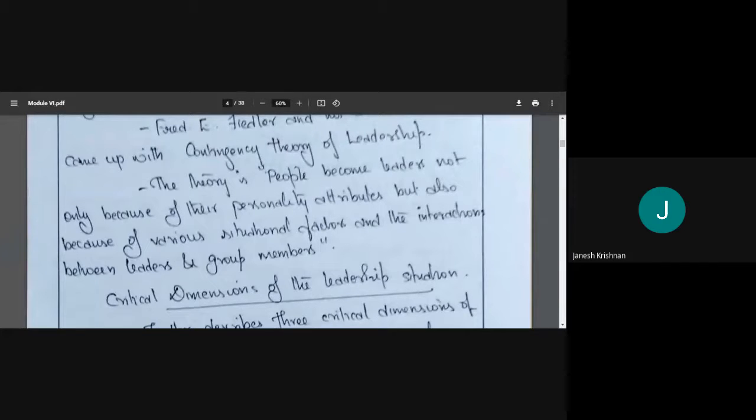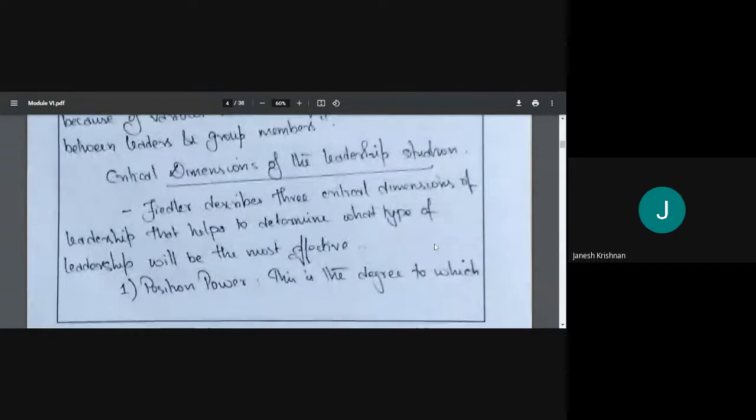Clear? Now, what are the different dimensions of leadership? According to Fiedler, there are three critical dimensions of leadership that help to determine what type of leadership will be the most effective. So first we see what the dimensions are, then we see the different types of leadership.